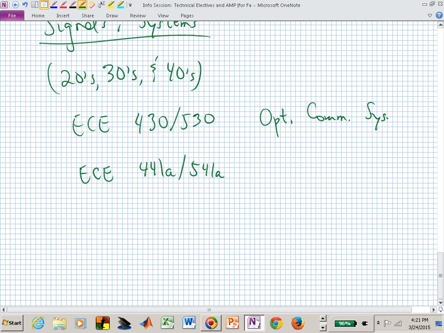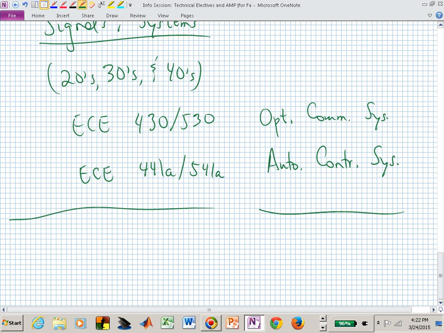Another class in the signals and systems category is automatic control theory. This is really analog control systems. If you liked 320, then maybe you would find this interesting because it's dealing with Laplace transforms, transfer functions, state space representations. I don't know how much of this is making sense to you, but you learn that from the ground up in 441, 541.